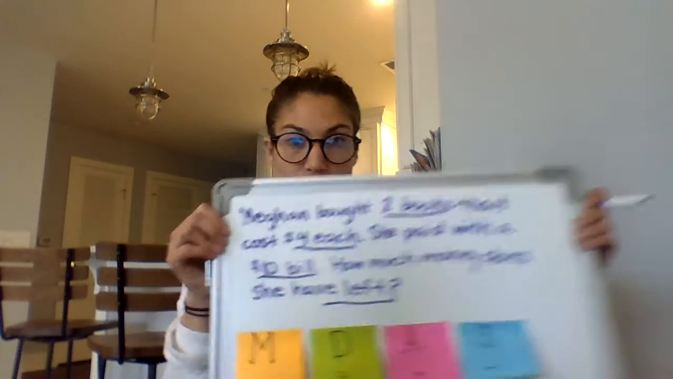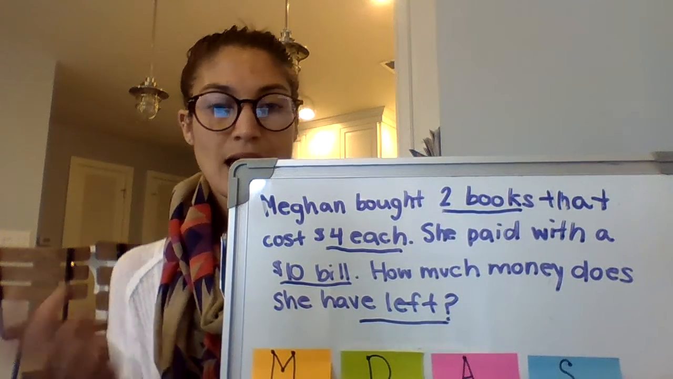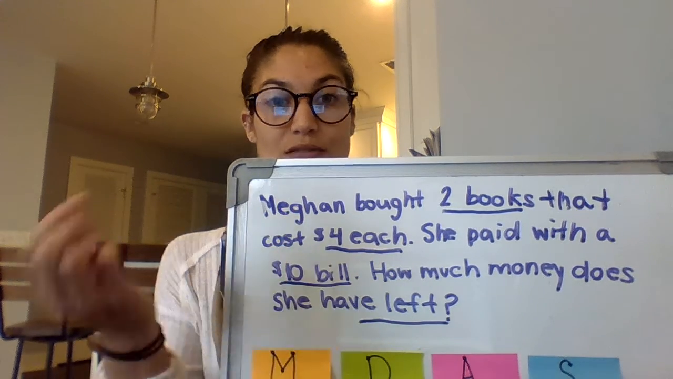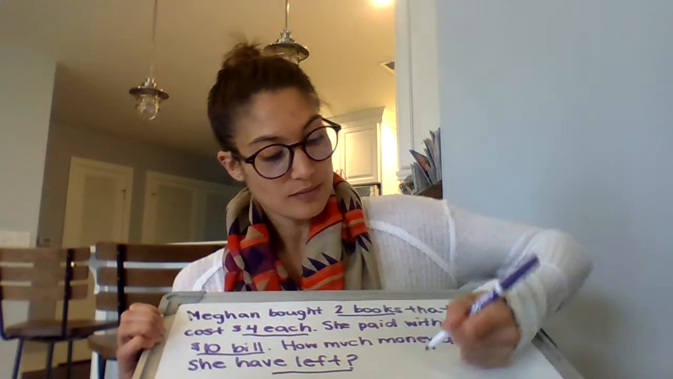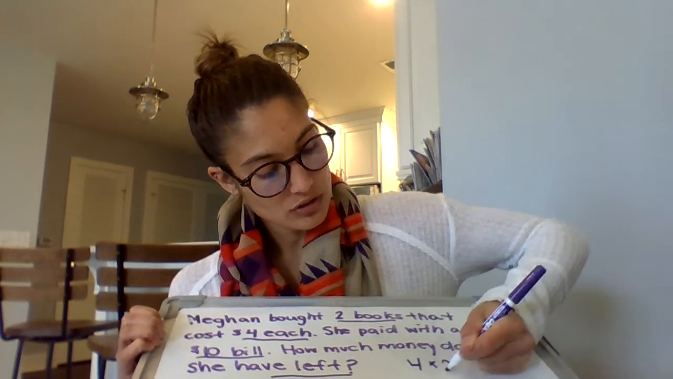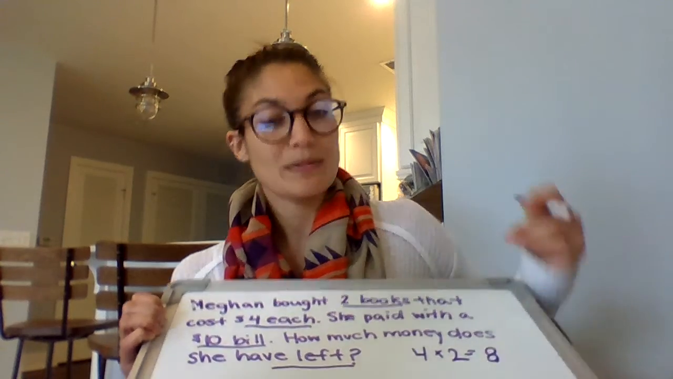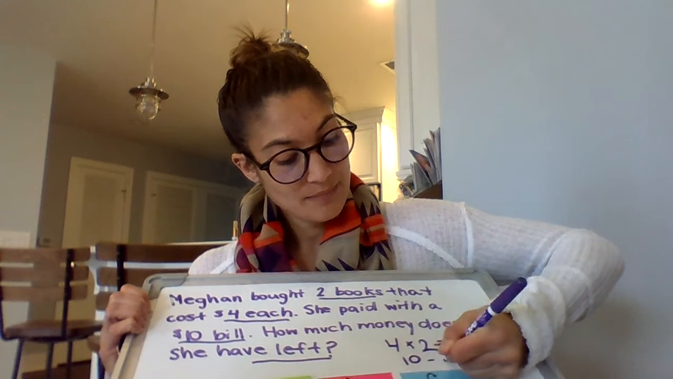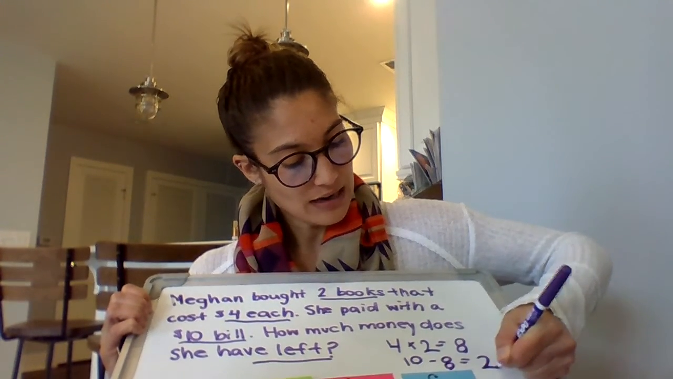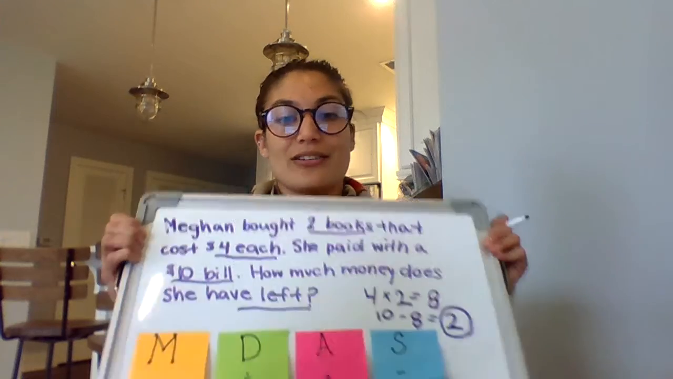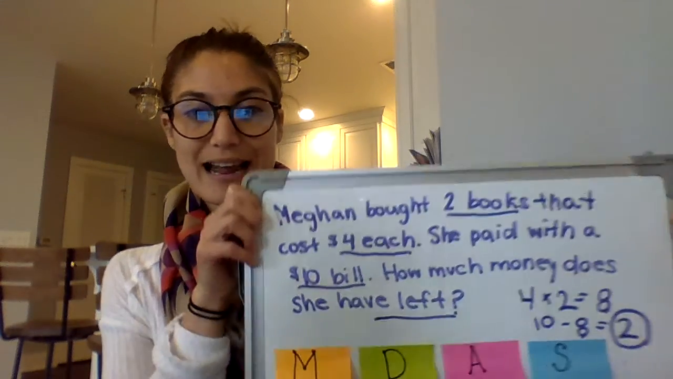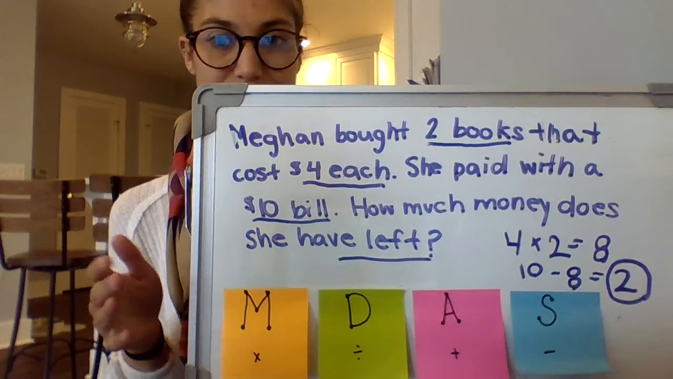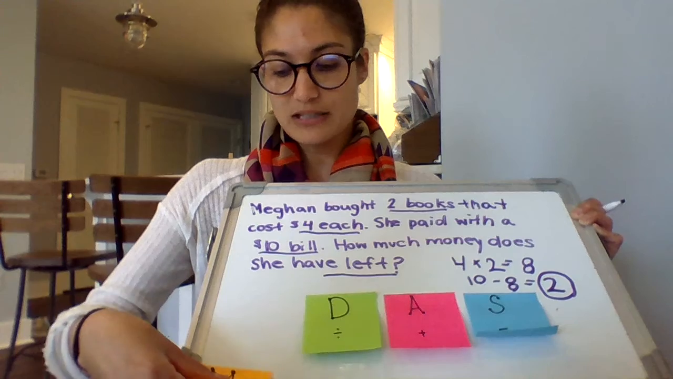Okay, so if I was going to solve this the way we would normally solve this, I would think, I need to multiply first the 4 and the 2 to figure out how much money she actually spent on the books. So I would do 4 times 2 is 8. So I know she spent $8, but she gave the cashier 10. So I could do 10 minus 8 to figure out how much I have left, which would be $2. But guess what, guys? I can actually represent this problem with one number sentence. And then we could solve it to see if we get the same thing.